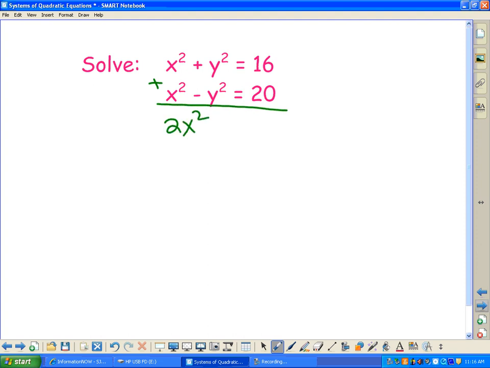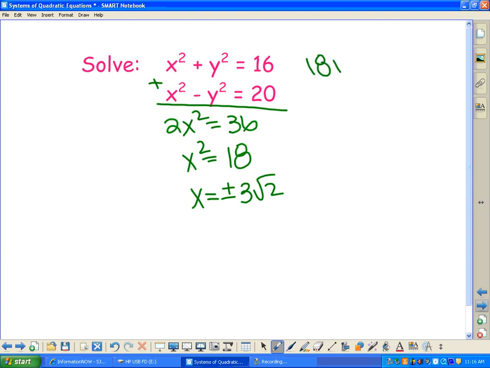So you'd get 2x squared is equal to 36, so x squared is 18, so x is plus or minus 3 root 2. Now, look at this. If x squared is 18, if you plug that back in here, either one, plug it into the first one, 18 plus y squared equals 16. Y squared equals negative 2. You can't have that. What does that tell you about these two? They're imaginary. No solution. They're not going to intersect if you were to graph them. Okay, you can't find ordered pairs that work.